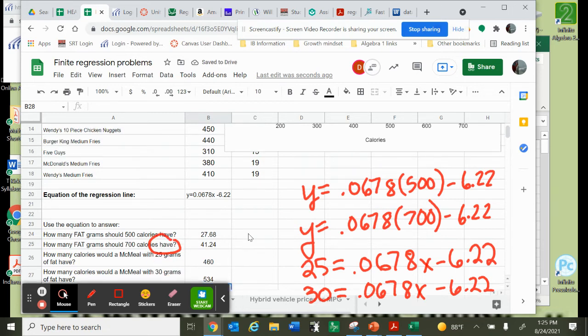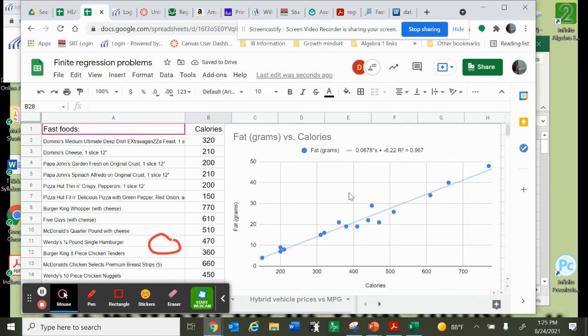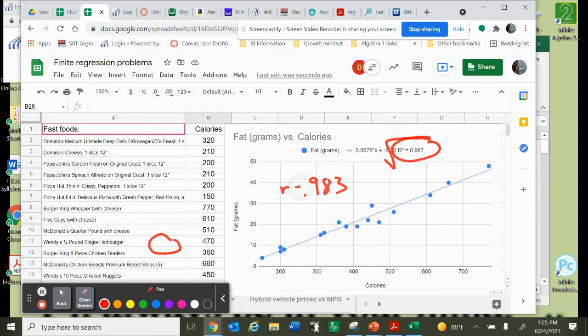So to talk about strength of correlation, again, we're going to look at this number up here, and you can see it with the line, how strong it is. But if you take the square root of that number, that will get you the correlation. So in this case, the square root is 0.983. That's almost equal to 1. That's a really strong correlation.